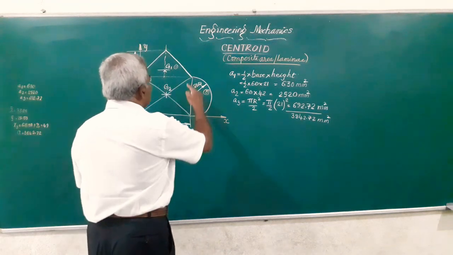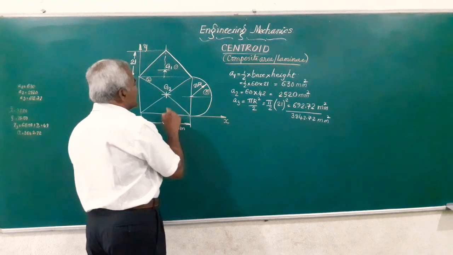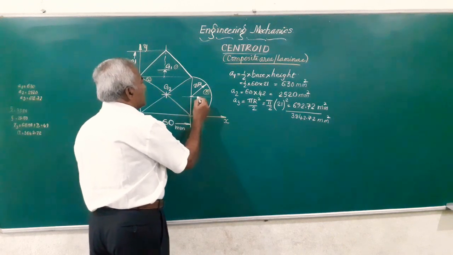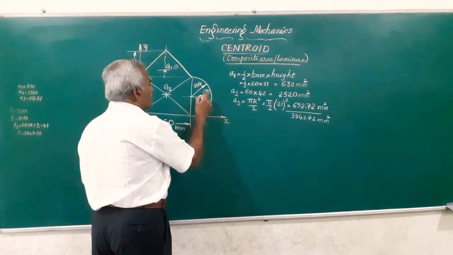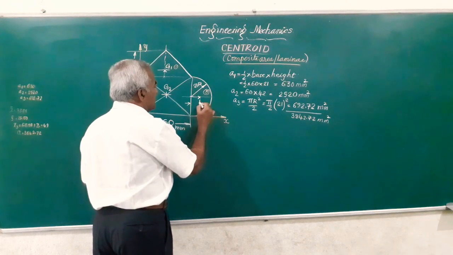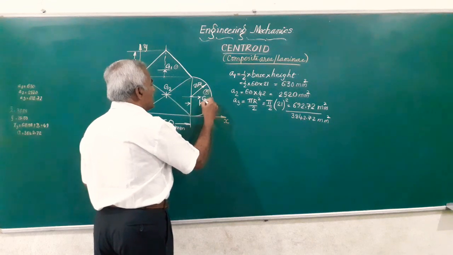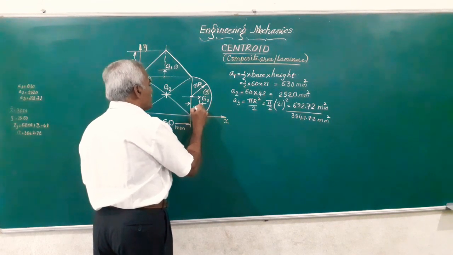Finally friends, the semicircle is symmetrical about this line and it is at the same height as this, and it lies at a distance of 4r by 3 pi from the diameter. This is G3 we will call, and this distance is 4 times radius by 3 pi.